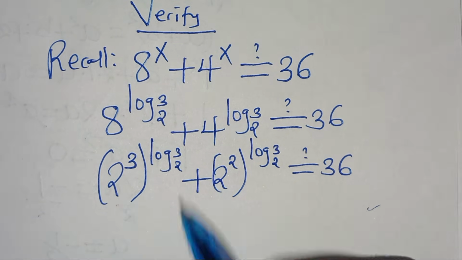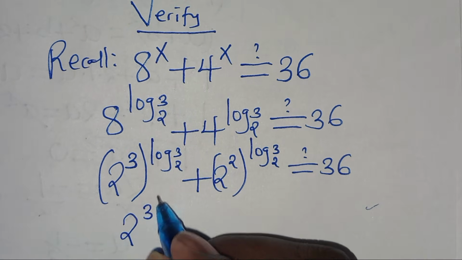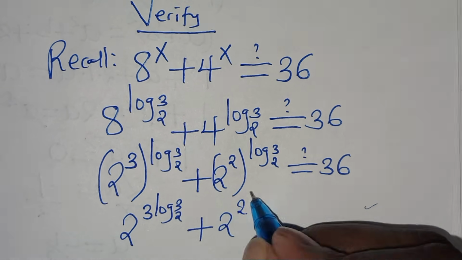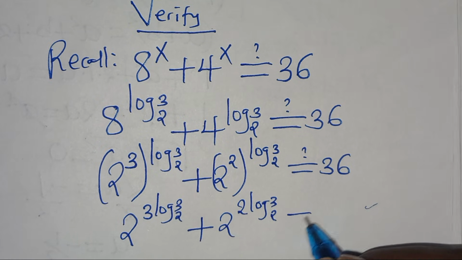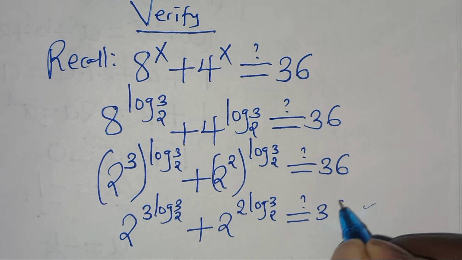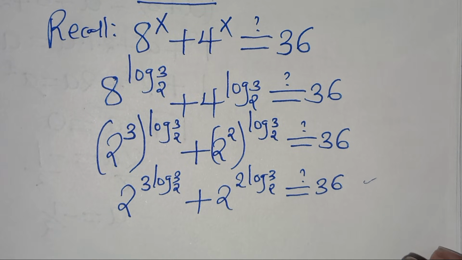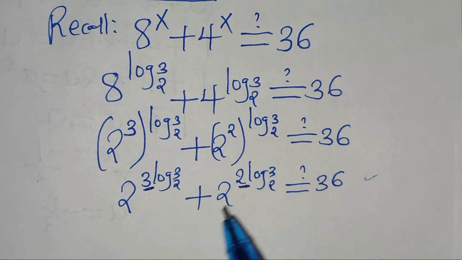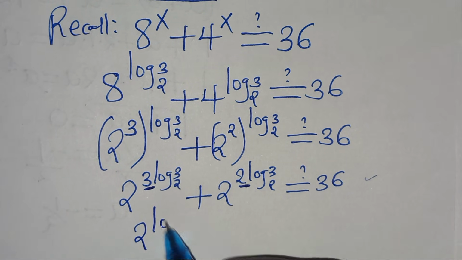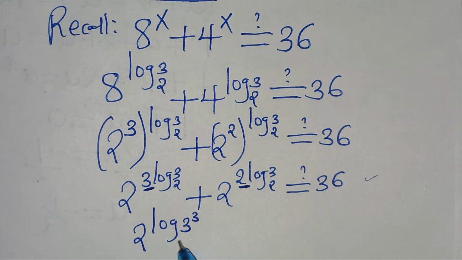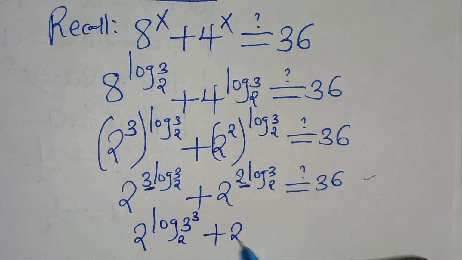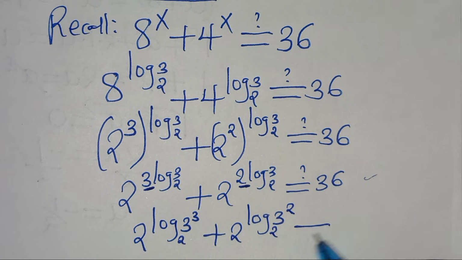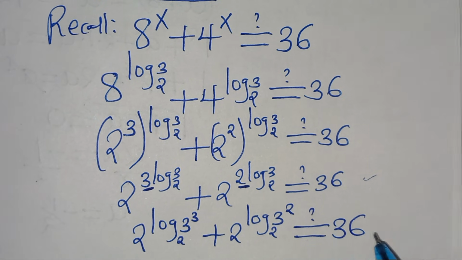Now, this is the same thing as 2 to the power of 3 times log 3 to base 2, then plus 2 to the power of 2 times log 3 to base 2. This should give us a value of 36. Now, we have that this 3 here is a power and 2 is a power here. So we can write this as 2 to the power of log 3 to the power of 3, to base 2, then plus 2 to the power of log 3 to the power of 2 to base 2. This is supposed to give us a value of 36.